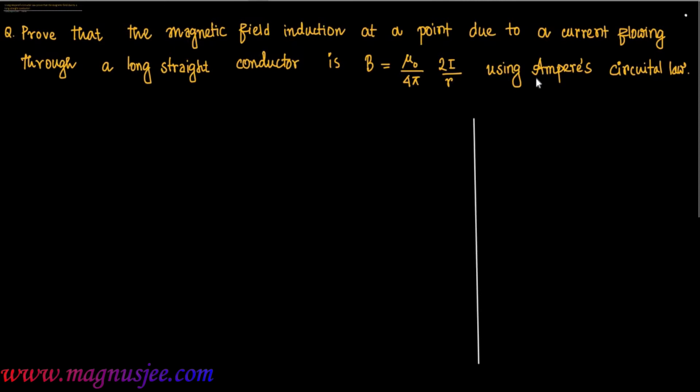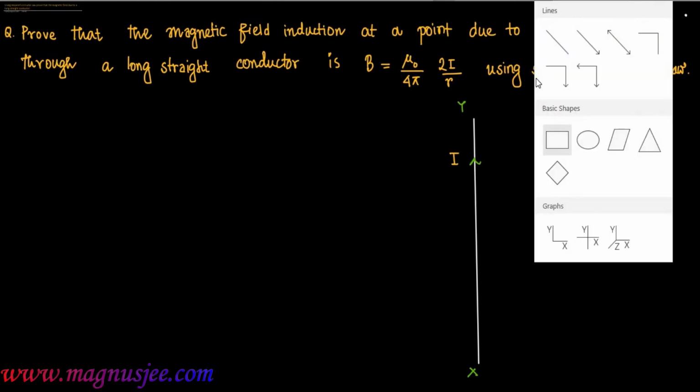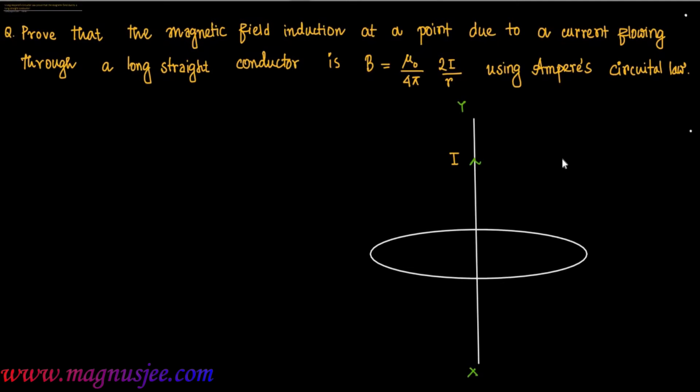We can draw a long straight conductor. XY is the long straight conductor through which a current I flows, and a circular magnetic field line is produced due to the flow of current I. This circle is the magnetic field line. It is an imaginary line, also known as a circular closed path around the current I. That means the current I is threading at right angle to this circular closed path.